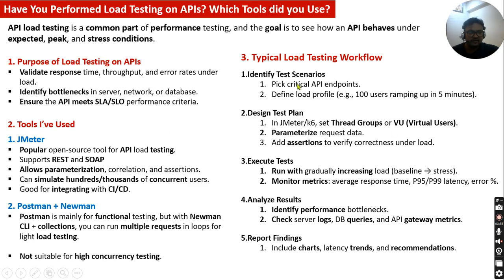So first identify the test scenarios, then design your test plan. In JMeter you can set up the thread group, virtual users, and parameterize your request data, and then put in the assertions to check the correctness under the load testing.